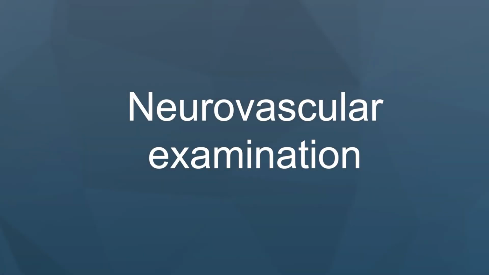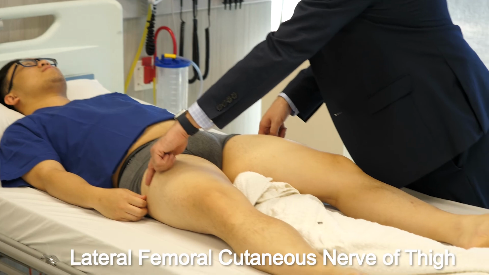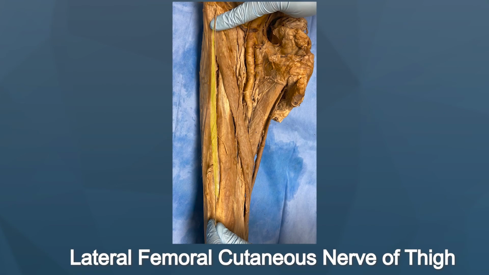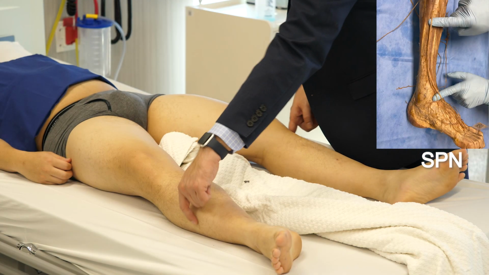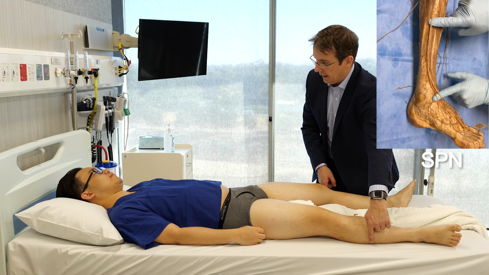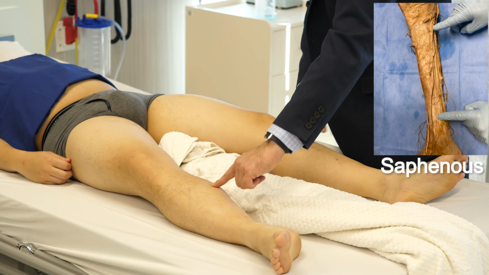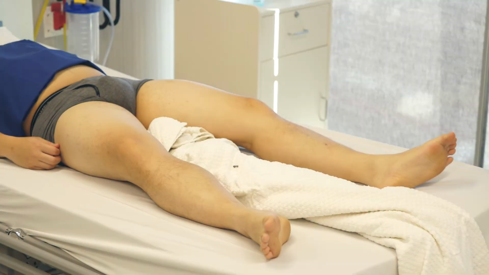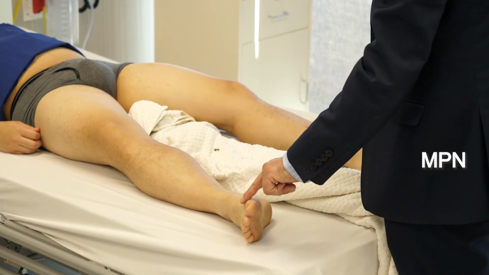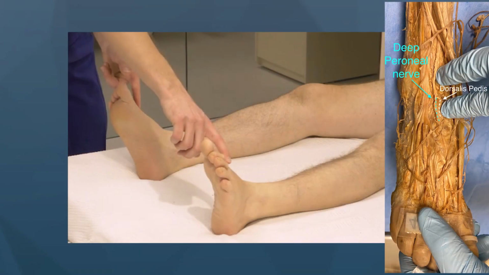Finally, complete your examination with a targeted neurovascular examination, depending on the patient's presenting pathology and the planned treatment options. For the hip, a minimum assessment would be lateral femoral cutaneous nerve of the thigh over the anterolateral proximal thigh, the superficial peroneal nerve over the lateral malleoli, the saphenous nerve over the medial malleolus. The medial plantar nerve, feeling the plantar aspect of the great toe. The deep peroneal nerve over the first dorsal web space of the foot.